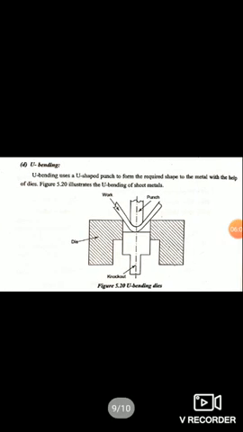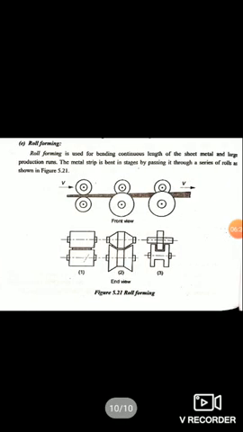Next, we will move on to U bending. In U bending, instead of V-shaped punches, we can see U-shaped punches. With U-shaped punches and the help of dies we can make U bending. Next, we will move on to roll forming.